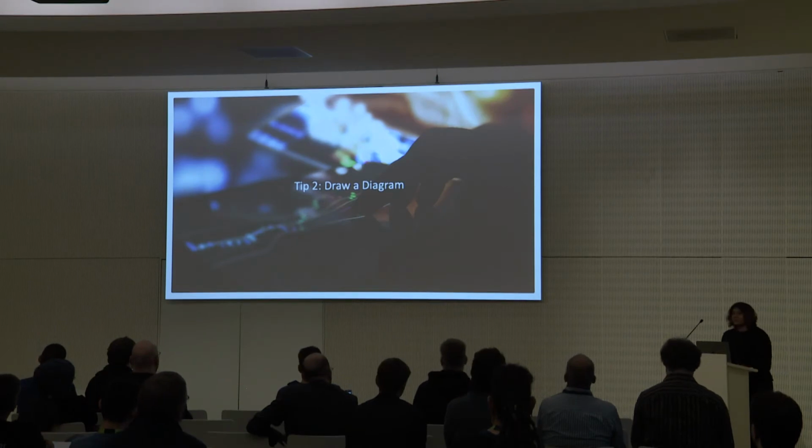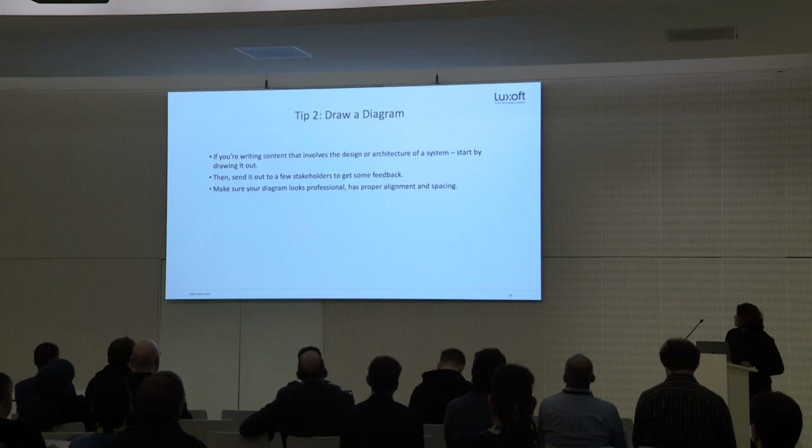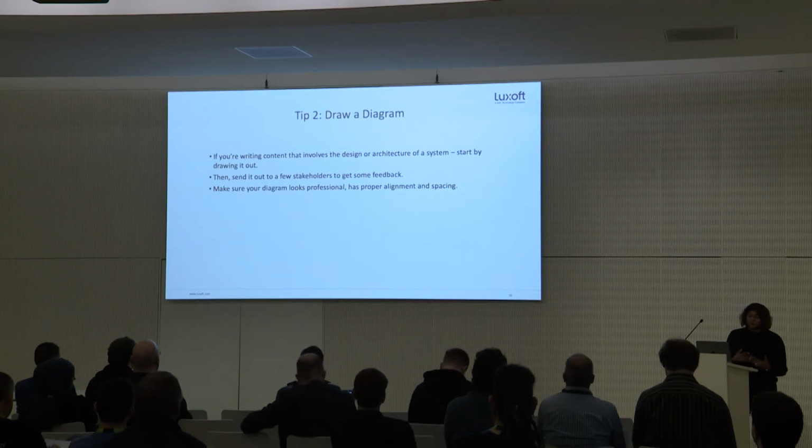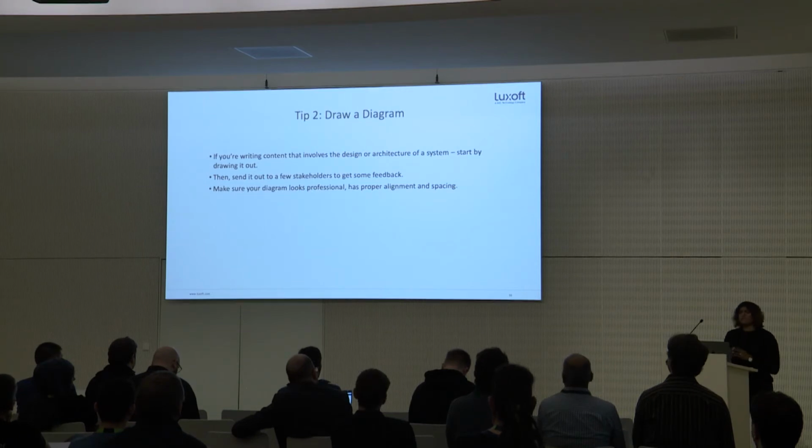My second tip is to draw a diagram. A diagram is worth 1,000 words. If your product has dependencies with other components outside of your scope, or if you happen to be collaborating with other teams across the globe, which is very common these days, drawing a diagram is always worth your time. When your diagram is almost done, you can send it out. Share it with your stakeholders.